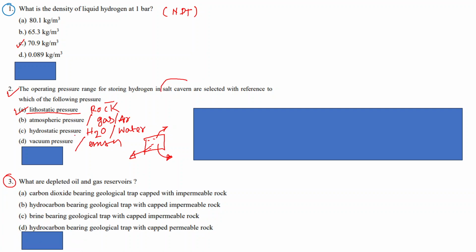Okay. The answer for question number 1 is correct. 70.9. Question 1C: current is 70.9 kg per meter cube. The unit you can see is kg per meter cube. No, actually, I think it is 0.089 kg per meter cube. No, no, C is correct. It is for liquid hydrogen, so C is liquid hydrogen. Okay, liquid hydrogen at 1 bar pressure.